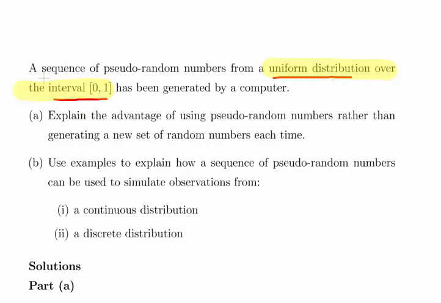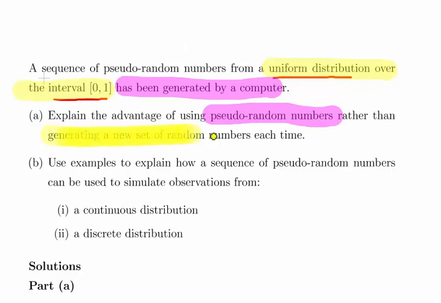Has been generated by a computer. Explain the advantage of using pseudo-random numbers, which is this approach using an algorithm from a computer rather than generating a new set of random numbers each time. Now, this question actually is historic in nature. It looks at the old way of working with random numbers, which would be generated on a big computer and published in books, and you pick the numbers out from books. It's like a phone book essentially of random numbers.